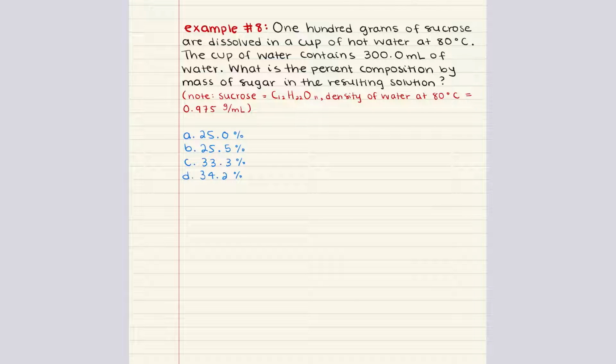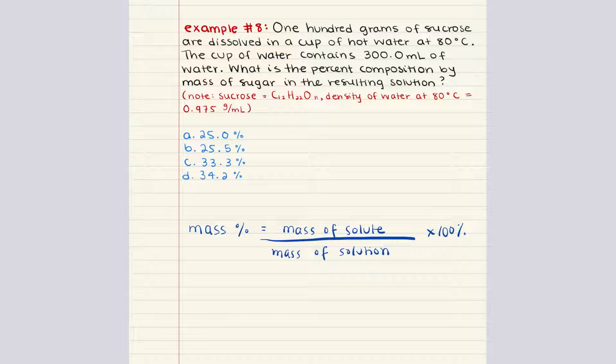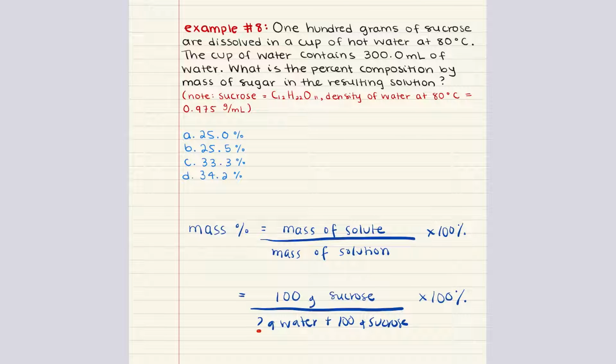Now, the mass percent of a solute is equal to the mass of the solute divided by the mass of the solution multiplied by 100%. Now, we're interested in the percent composition by mass of the sugar, sucrose. So that means our expression is going to be the mass of sucrose, which is 100 grams, divided by the total mass of the solution. This is going to be 100 grams of sucrose plus the mass of water.